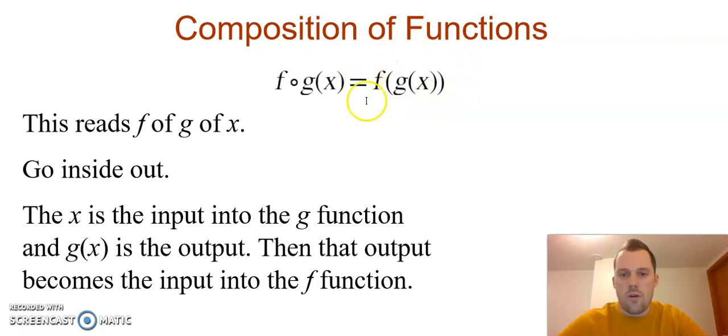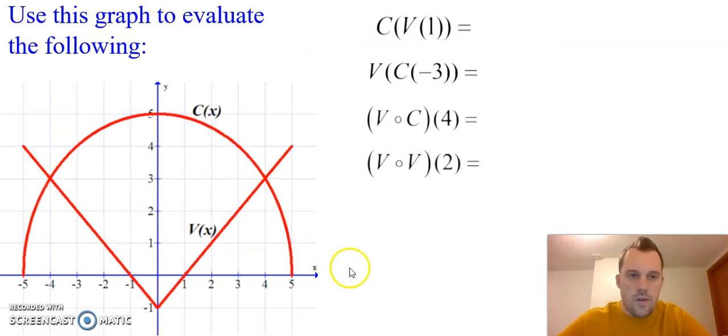Or the way I prefer to read it or write it out is where we've got the g of x inside, or as the input of f. So remember, we go inside out, so x is your input into your g function, and that output is input into f. Same thing here, x is input into g, and that output is the input into our f function. So let's go ahead and look at our graph.